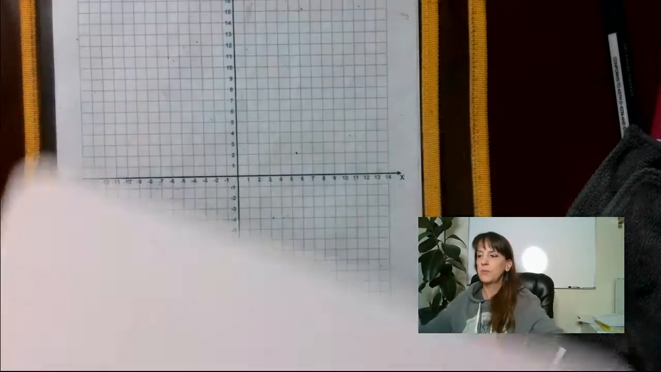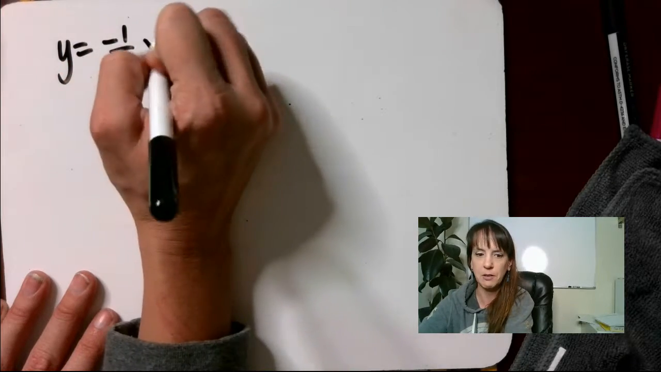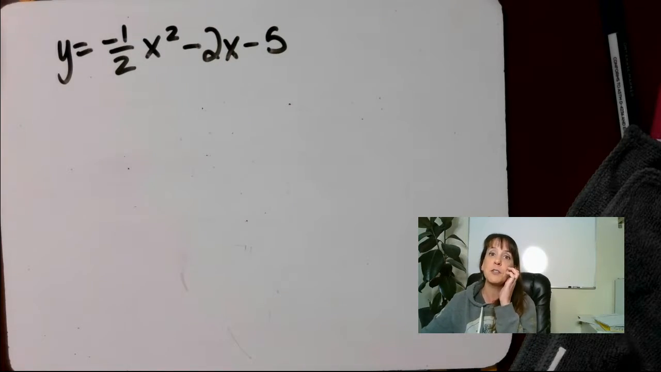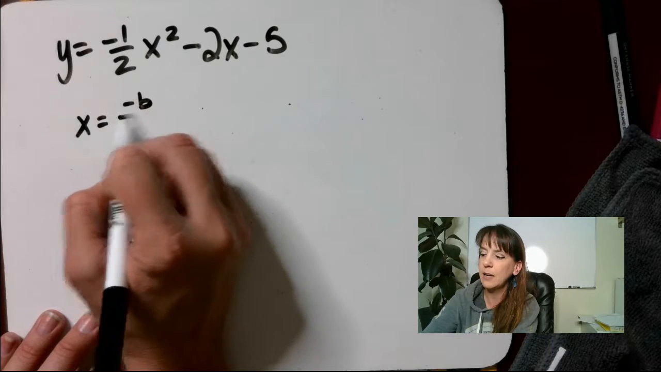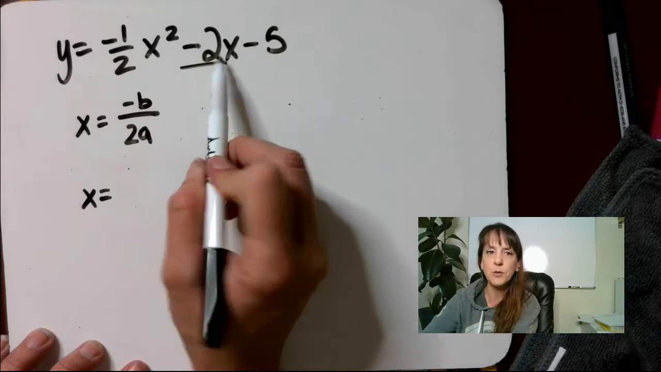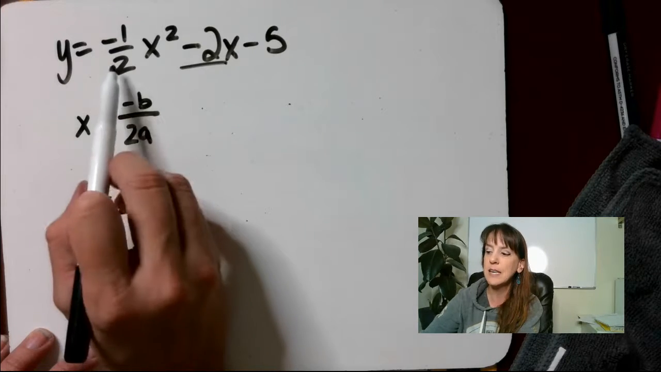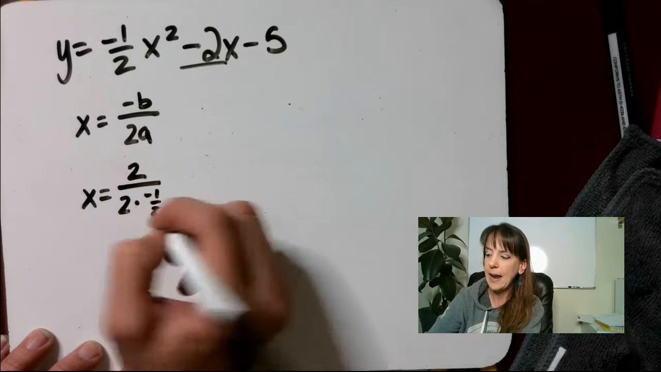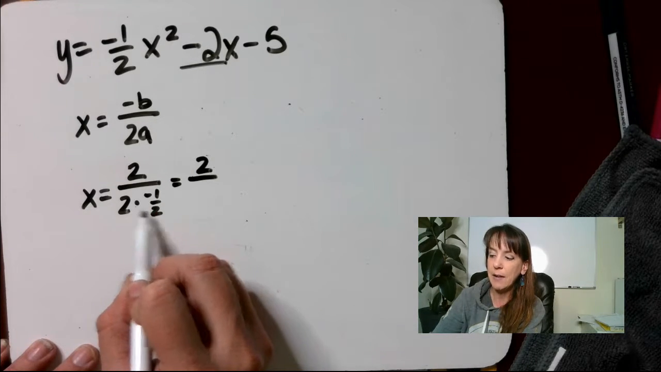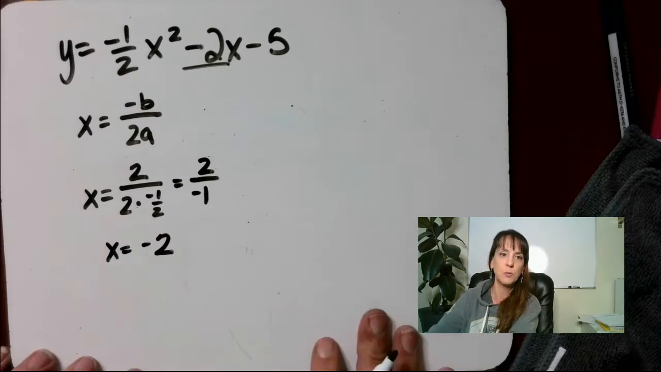All right, so come on back. We have y for the first one. To find the vertex, our first step is x equals -b over 2a, or opposite b, right? So x equals, and our b is -2, so we're going to do the opposite of that and get +2, over 2 times, and our a is -1/2. That means 2 over, and half of 2 is 1, so it's going to be -1. So x equals -2, okay?